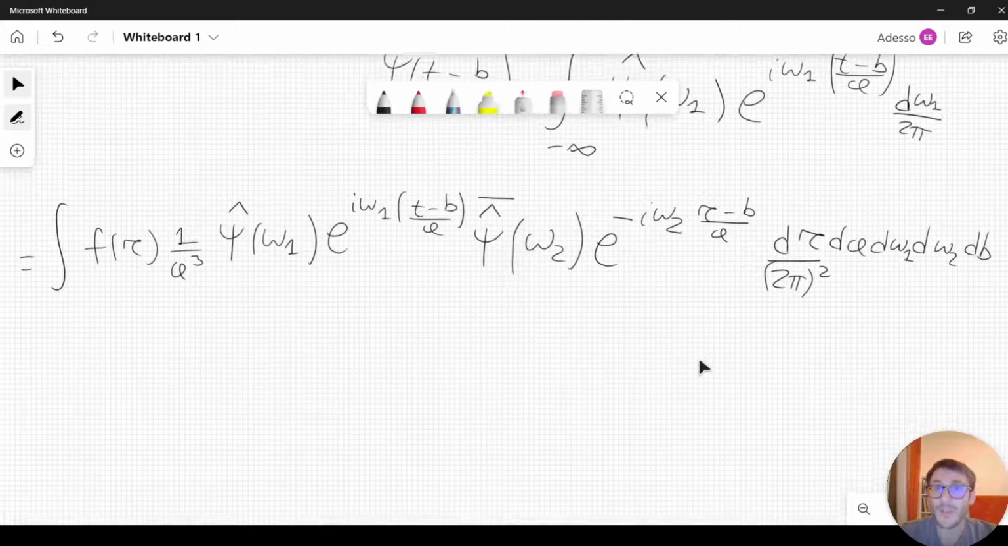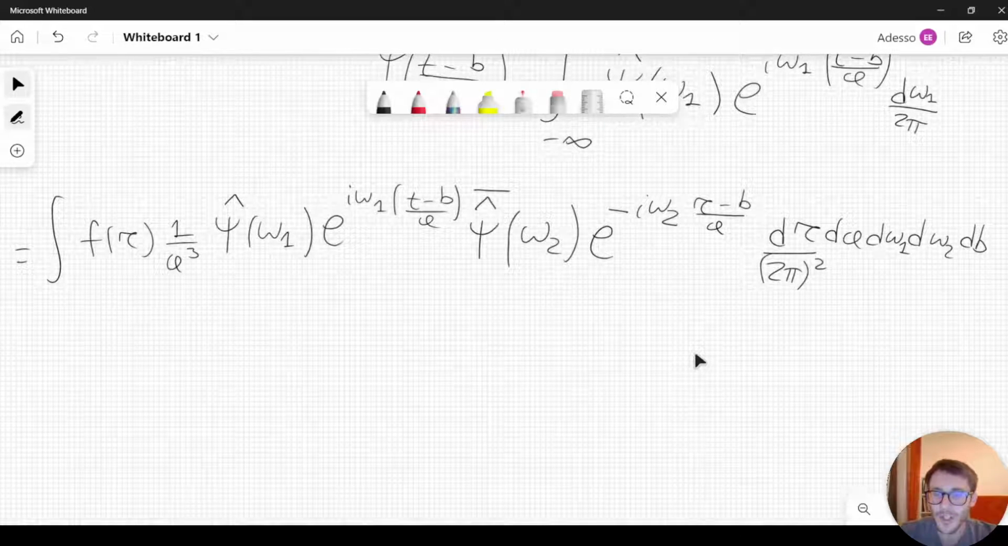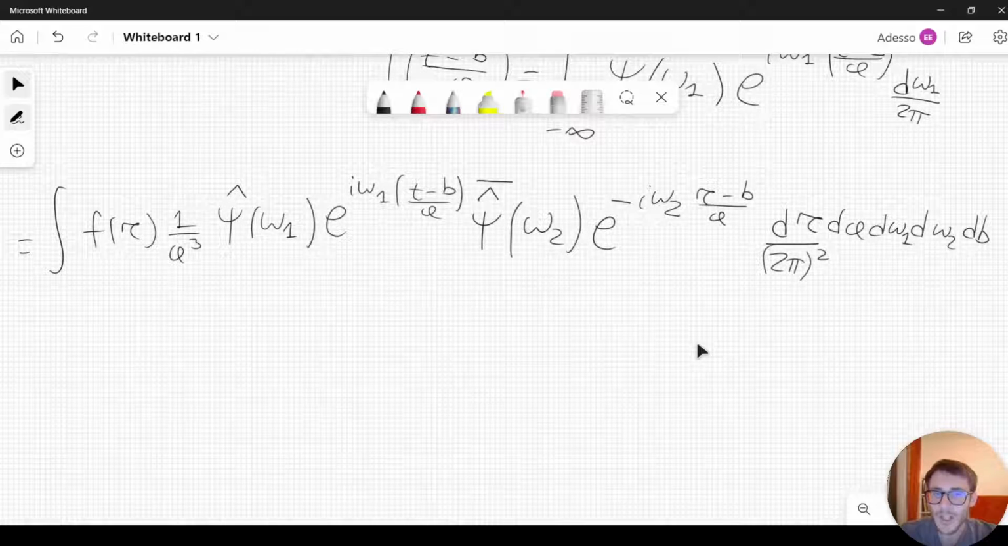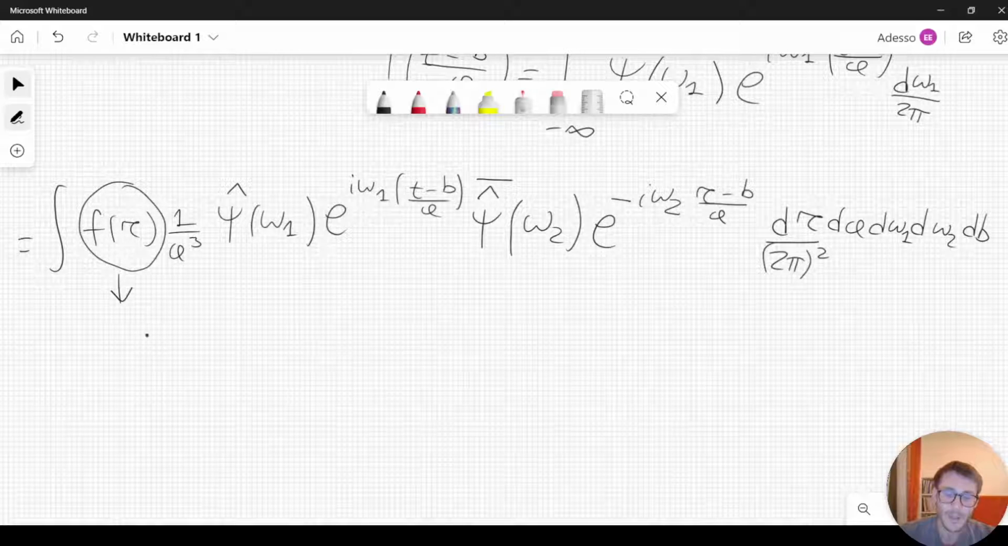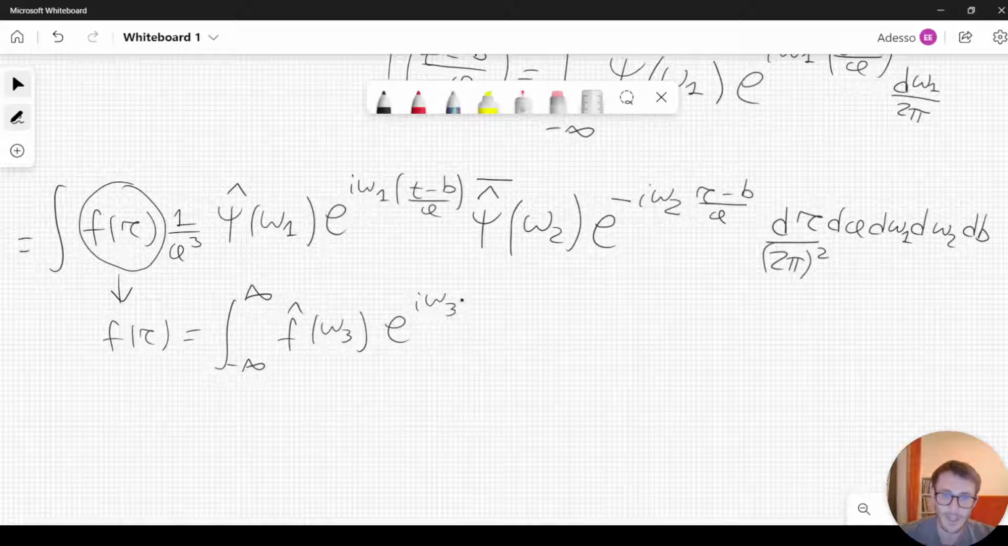So we are almost done with all these integrals, but actually we have to make one more effort. And unfortunately, that effort consists in replacing another integral instead of one of these functions. In particular, we have to replace the inverse transform here for the function f of tau as well. So what I'm going to replace instead of f of tau is this. f of tau can also be written as the integral from minus infinity to plus infinity of f hat of omega 3 e to the i omega 3 tau d omega 3 over 2 pi.